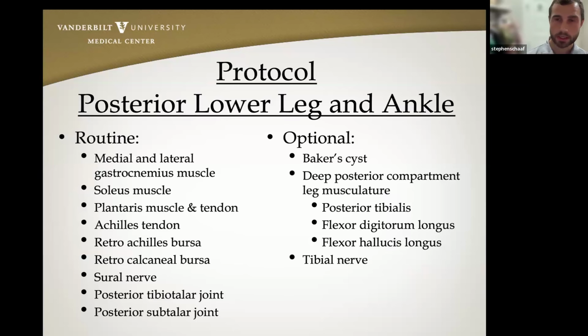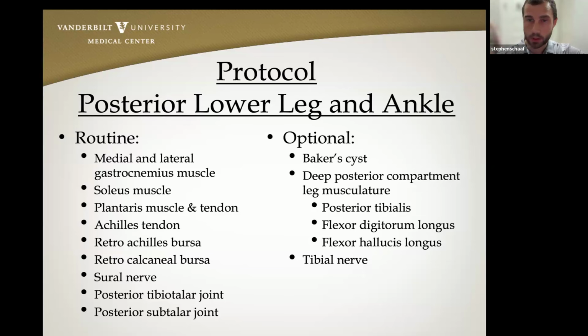And then with these presentations, some of the optional structures or more advanced scans, just depending on what you're getting from their history and physical exam. Optional areas that you can scan within the differential could be a Baker cyst, especially if you have rupture of that Baker cyst, and then it's going to be going down into the lower leg region.